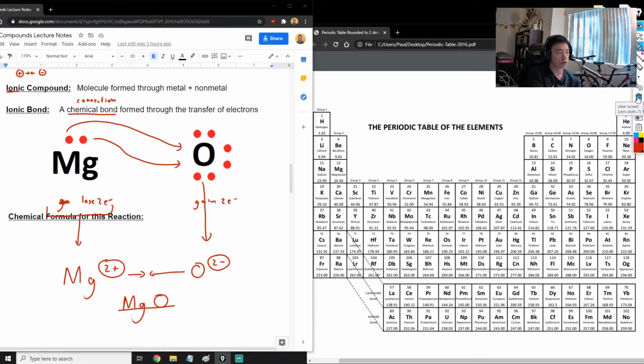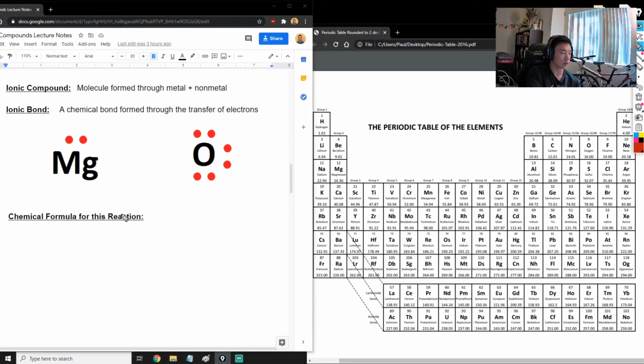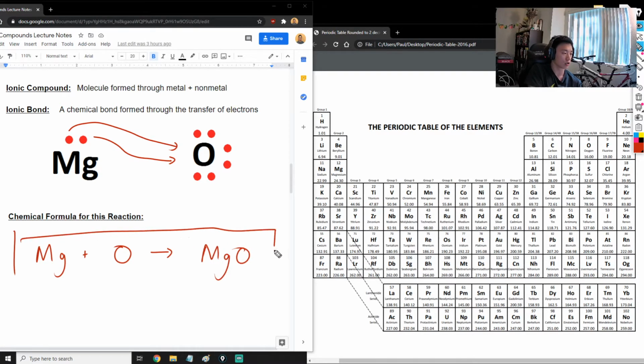Alright, so if we drew the chemical formula for this, we have Mg. It's going to react with O, and the way they react is both of the electrons are given to O, and it's going to turn into MgO. So this would be your chemical formula. You need 1 Mg and 1 O to form MgO. Okay, and this right here is called an ionic compound because it is a molecule made out of ions, because Mg is going to become 2 plus and O is going to become 2 minus.